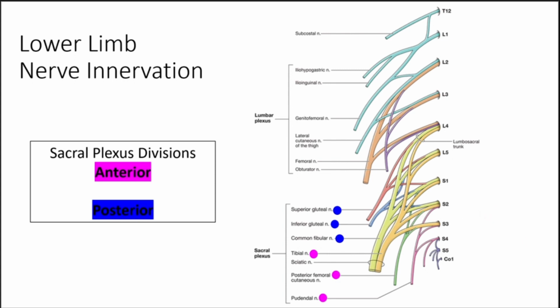Most of the sacral plexus is divided into an anterior and posterior division. The anterior division provides the primary motor innervation to the posterior compartment of the thigh and leg. The posterior division provides the primary motor innervation to the anterior and lateral compartments of the leg. Another way to think of this is that the anterior branches supply flexor muscles of the lower limb, and the posterior branches supply the extensor and abductor muscles.